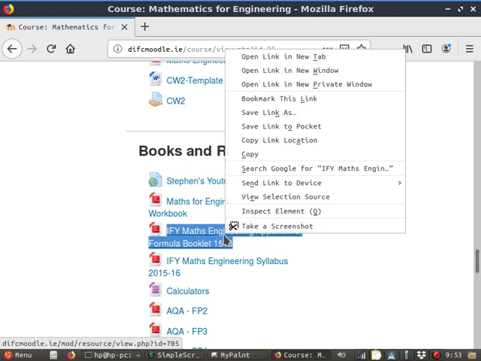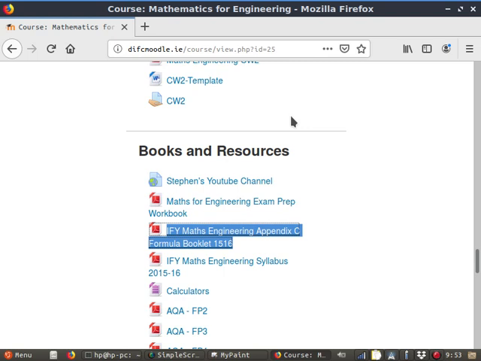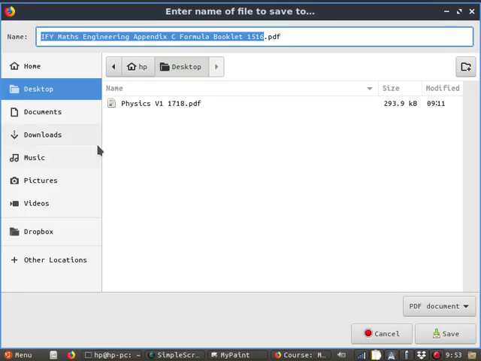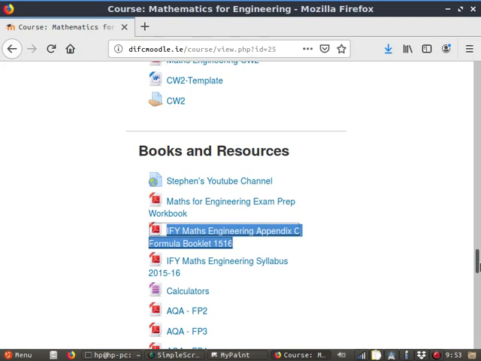You don't need the formula book, do you? I need that. I thought you were smart. I need that. You needed it. Yes. I'm not smart.